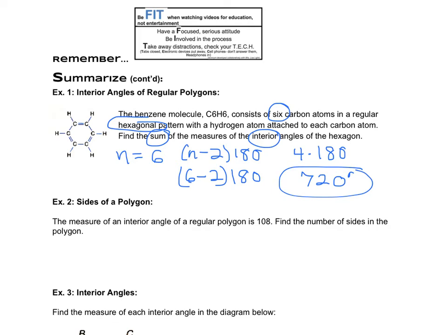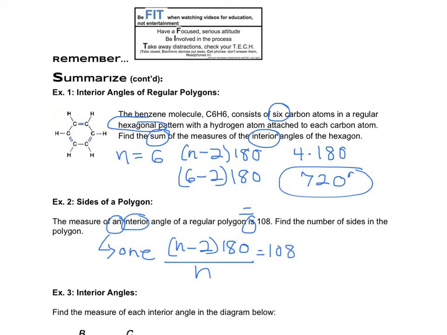All right, example 2, the sides of a polygon. As we read through this problem, it says the measure of an interior, and I'm going to circle both of those words, and remember that means just one interior angle of a regular polygon, they say, is 108. So remember, "is" is the same thing as an equal sign in a word problem. So I can take my formula for one interior angle, which is (n minus 2) times 180, all divided by the number of sides n, and I can set that equal to 108.